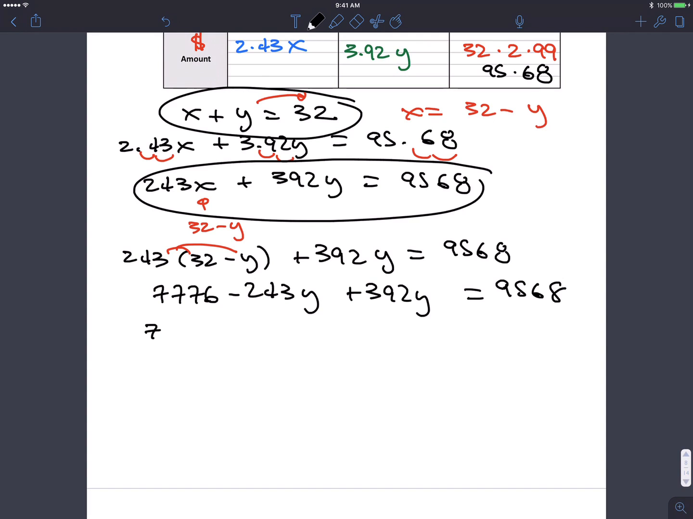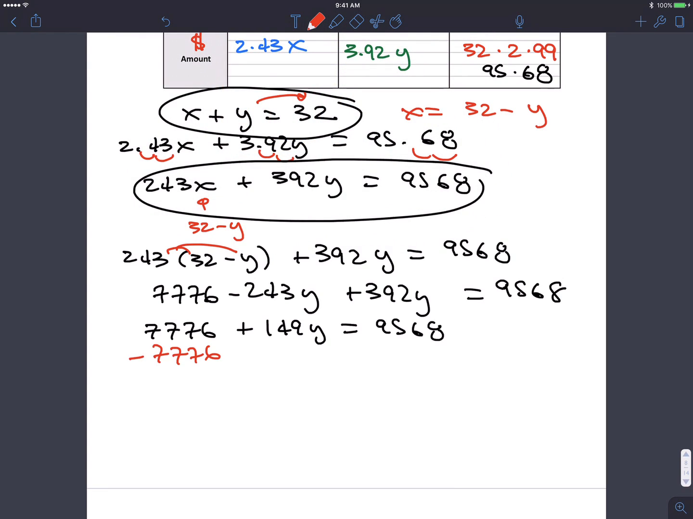Okay, so 776. 392y, we're going to have to find out what this is by combining like terms. 392 minus 243 gives us 149y. Now that's going to be 95.68.